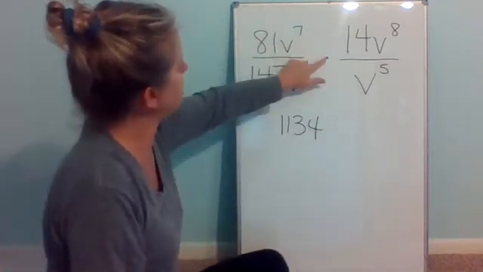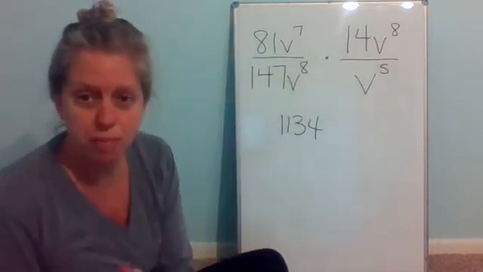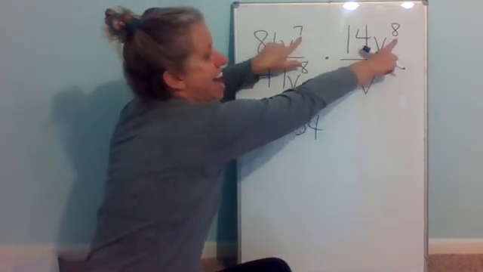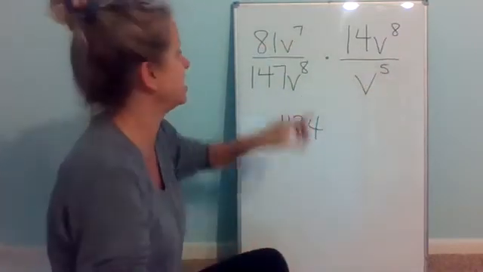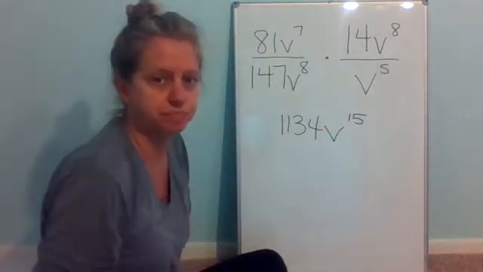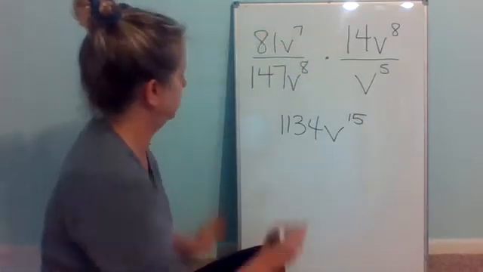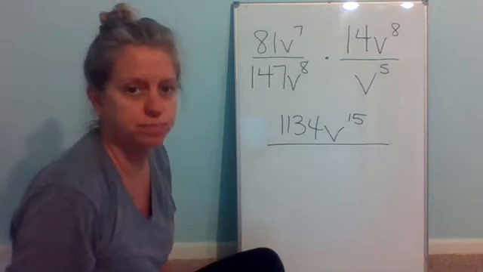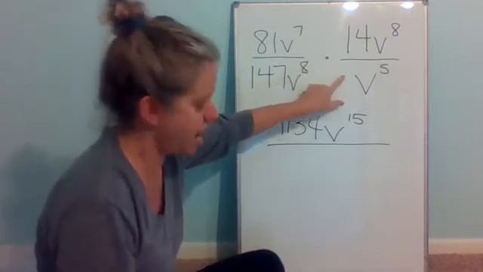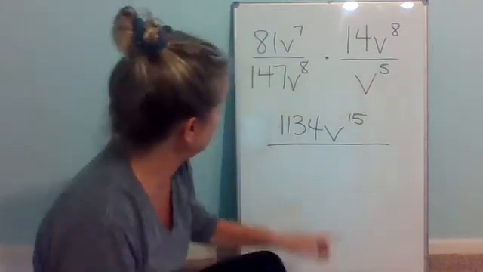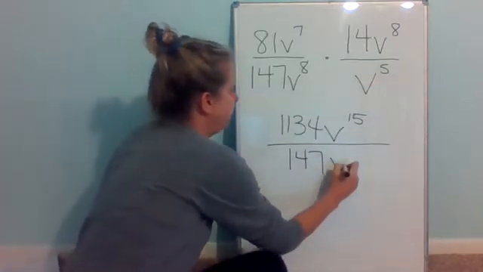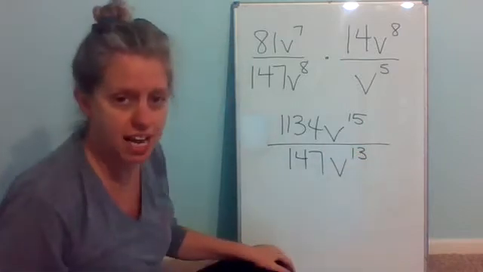Now, I still have the b to the 7th times b to the 8th. Remember that rule. When you're multiplying the same bases, you're going to add their exponents. So if I add these exponents together, I'm going to get b to the 15th. So that takes care of my top. Over. Do the same thing in your bottom. You have 147 b to the 8th times b to the 5th. So let's see, if I add those exponents, I'm going to have 147 b to the 13th.